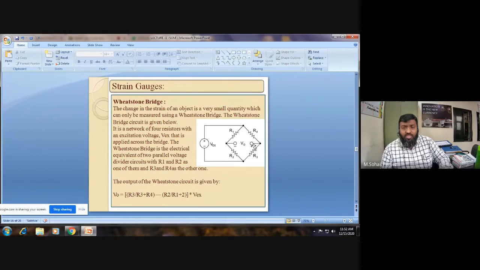If these two probes, that is the output, detect any deformation... now the bridge circuit is given below. I'll directly read it, because it would be very simple for you and for me also. It is a network of 4 resistors with an excitation voltage VEX that is applied across the bridge. The Wheatstone bridge is electrically equivalent to 2 parallel voltage divider circuits, with R1 and R2 in one, and R3 and R4 on the other side. The output of the Wheatstone circuit is given by this basic formula of any Wheatstone type of arrangement.